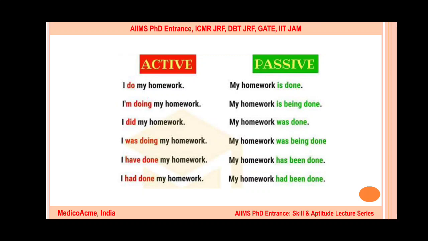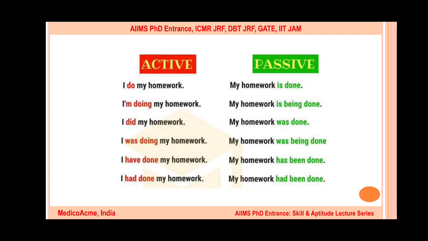I did my homework. This is past tense, so was is used: my homework was done. I was doing my homework: my homework was being done. You were doing; again, your activity is that you were doing. This is a representation of different activities. So here you can say that my homework was being done. I have done my homework. You have done it now, you have completed the work. So my homework has been done.